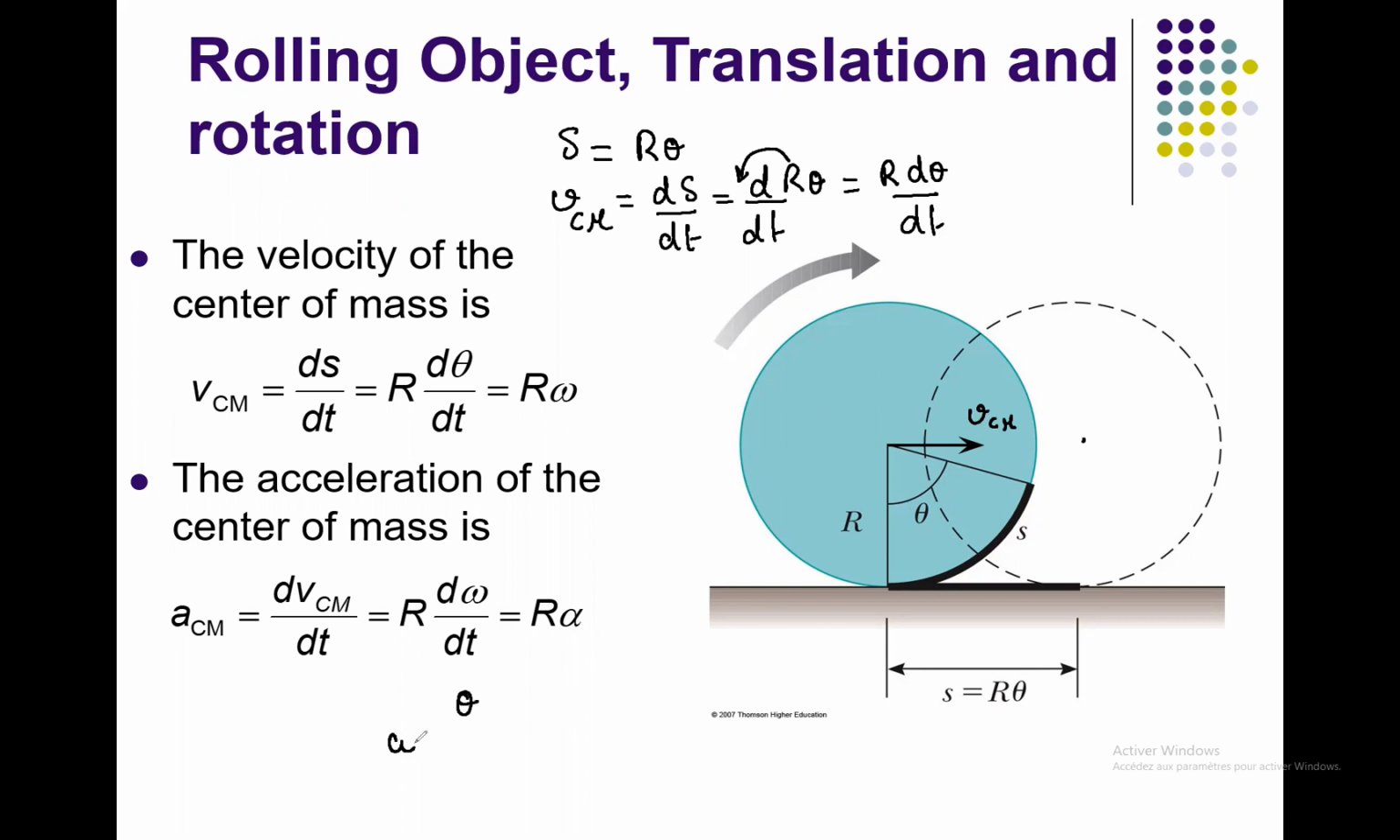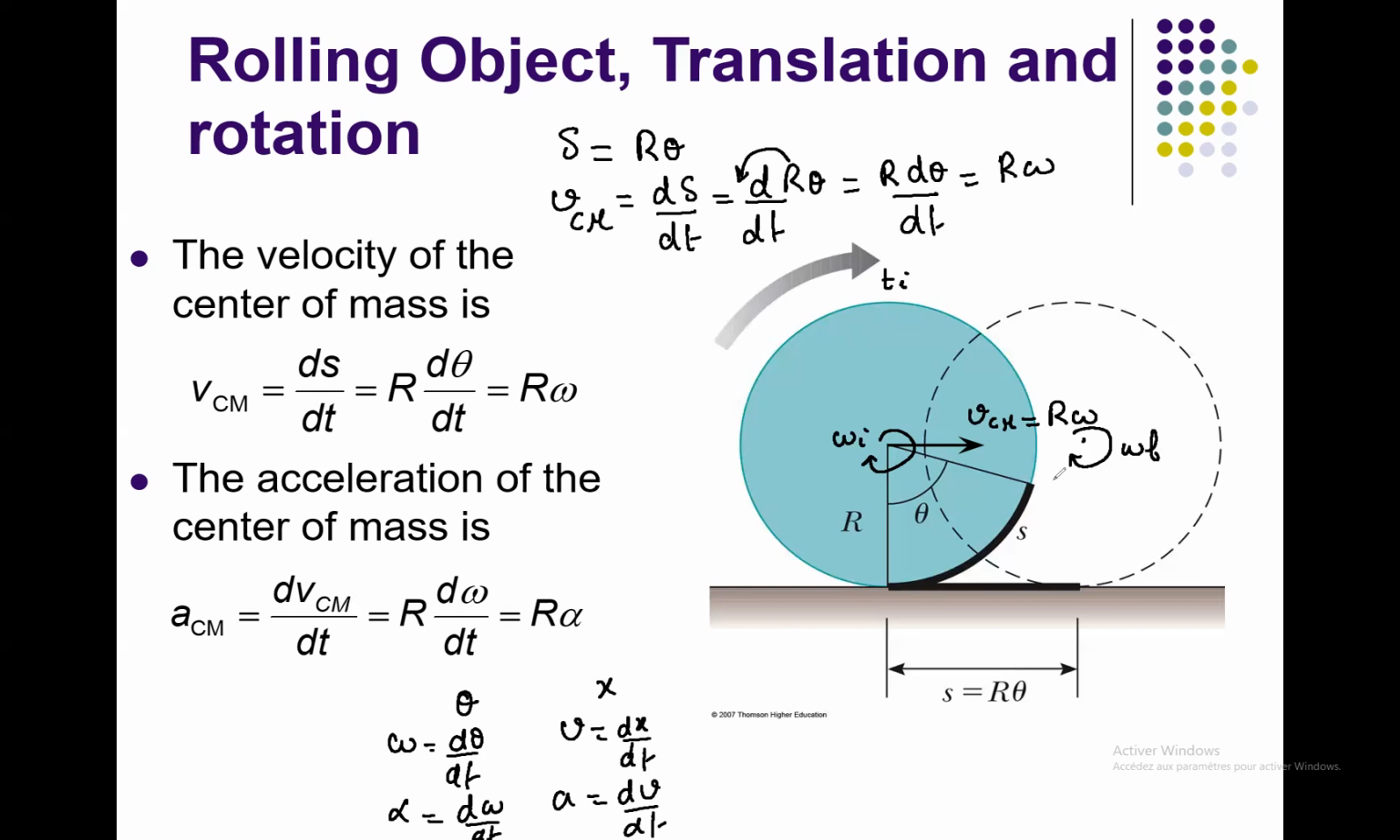You have the relation: omega equals d theta divided by dt, and alpha equals d omega divided by dt, like x, v, a. In the case of x, we have v equals dx by dt, and a equals dv divided by dt. Simple relation. So here we get R omega. So we can say directly V of CM equals R omega. R is the radius of the ball, and omega is the value at the moment considered, because at initial time we have omega initial, and at final time we have omega final. It depends if you want to calculate VCM at this time, or at this time, or at any time.